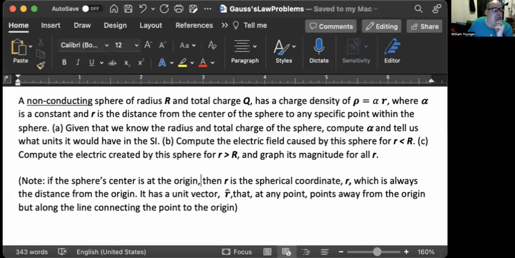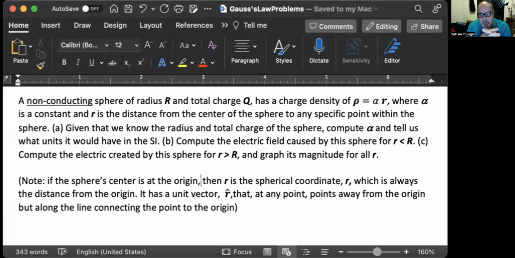Let me start off by showing you the actual problem. So let me share screen. So here's the problem I have imagined for you. It is a non-conducting sphere of radius big R and total charge big Q. Again, we're going on the assumption that we know those. It has a charge density of rho equals alpha times r, where alpha is a constant and r is the distance from the center of the sphere to any specific point within the sphere.